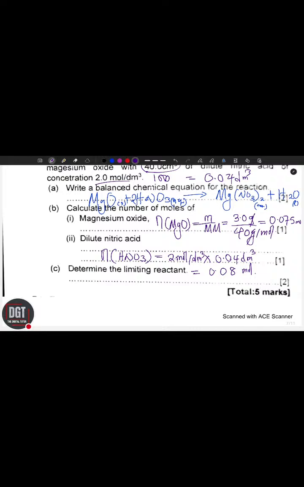Now, determine the limiting reactant. We've just passed through the process of determining it. We get the number of moles that we found for magnesium oxide and nitric acid, and divide by the number of moles in front. For magnesium oxide, there's a 1, so the number maintains. For nitric acid, there's a 2 in front, so we divide by 2, so it's going to be 0.04 mol. The one with less number of moles is the limiting reagent, and in this case nitric acid is the limiting reagent.